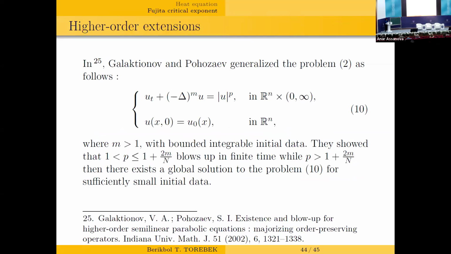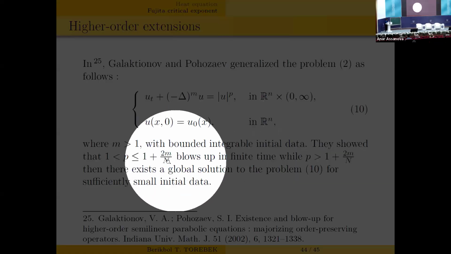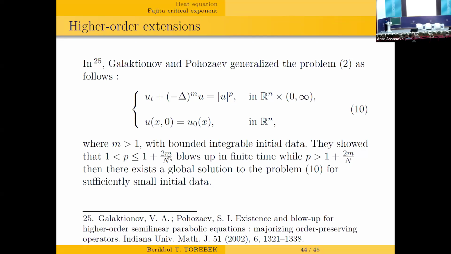Let me finish my today's lecture with some known results by Galaktionov and Pohozaev. They consider the high-order case of Fujita's results. Instead of the Laplace operator, they consider the m-th power of the Laplace operator. In this case, they show that the critical exponent of this problem is 1 plus 2m divided by n. It means that from 1 up to this number, there is no global in time solution. And if p is greater than this number, there exists a global in time solution for sufficiently small initial data. Their results were published in 2002 in the Indiana University Mathematics Journal.